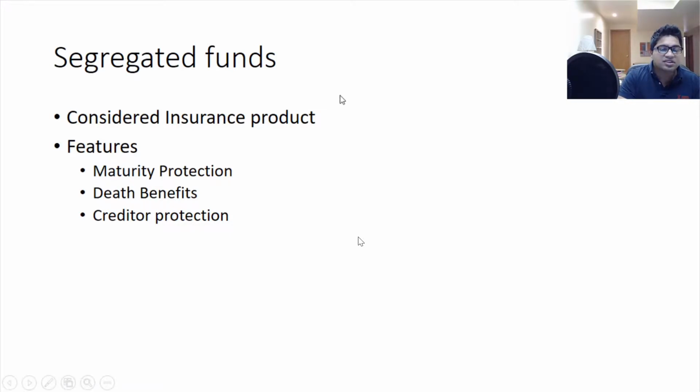And because it is an insurance product, it has creditor protection. So creditors cannot claim these products. What happens is, in an insurance company, when you buy a segregated fund, the investments that the fund makes are not in your name, they are in the name of the insurance company. That's the reason they are not attached if a creditor sues you, and they have creditor protection.